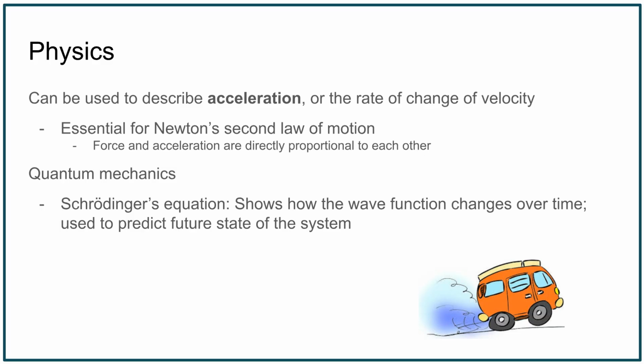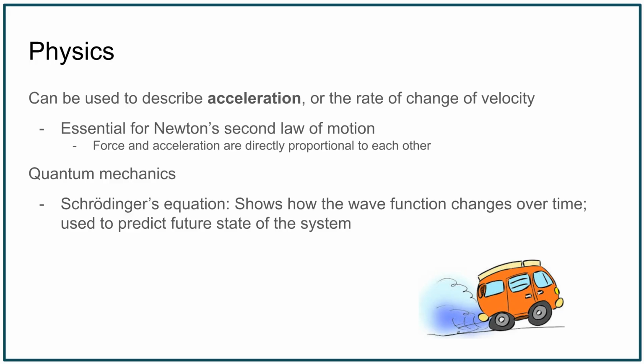Physics. In physics, the second derivative can be used to describe acceleration or the rate of change of velocity. Velocity is the change of distance covered by a unit of time, and acceleration describes how that velocity changes over time. So that's how you get units of, for example, meter per second per second.